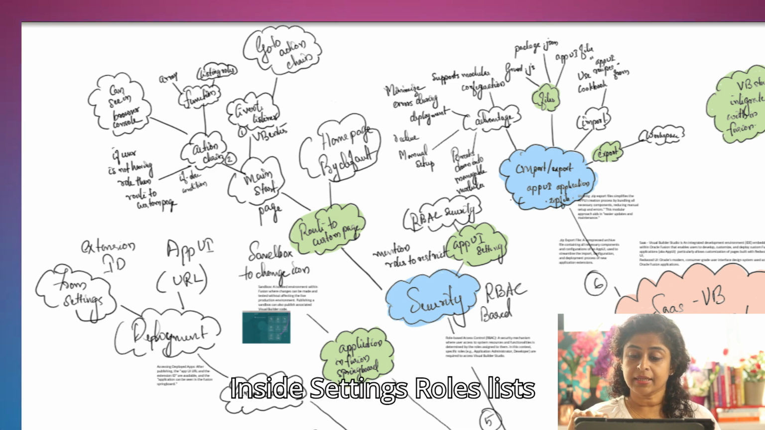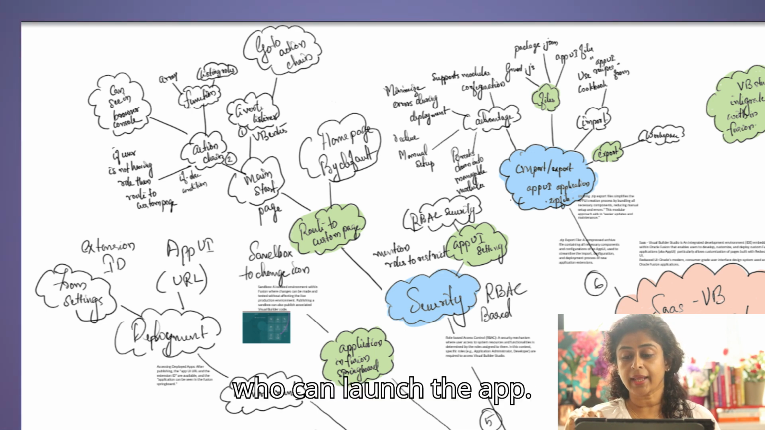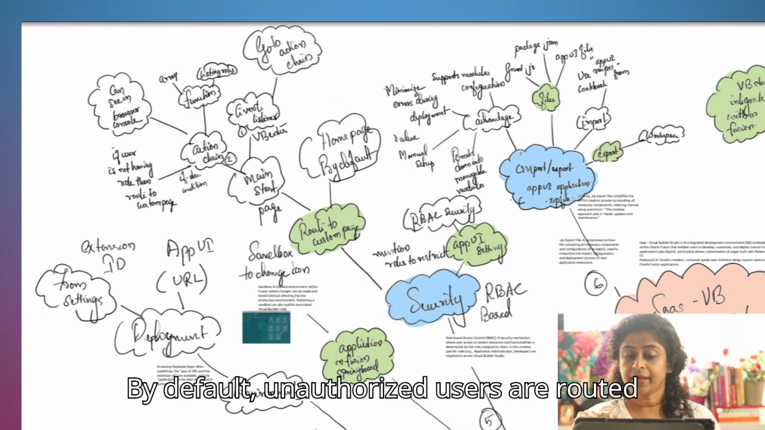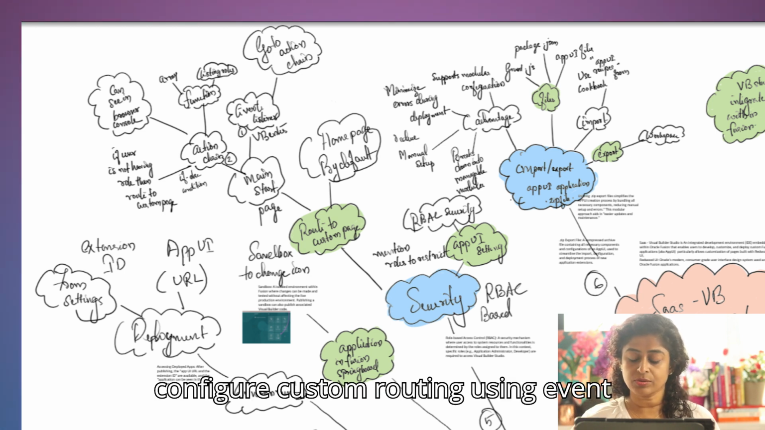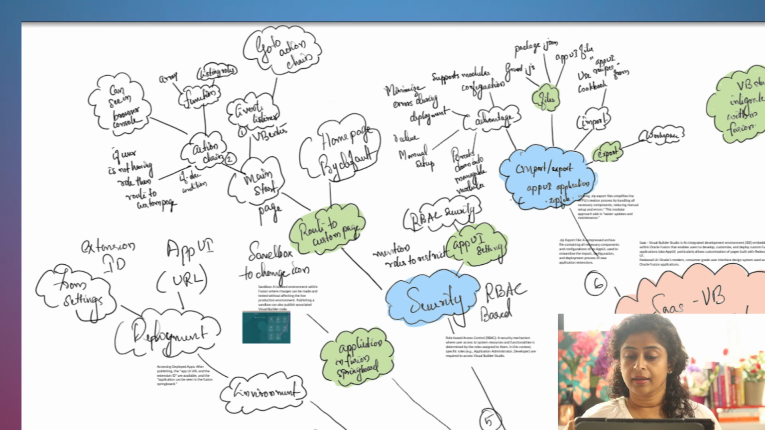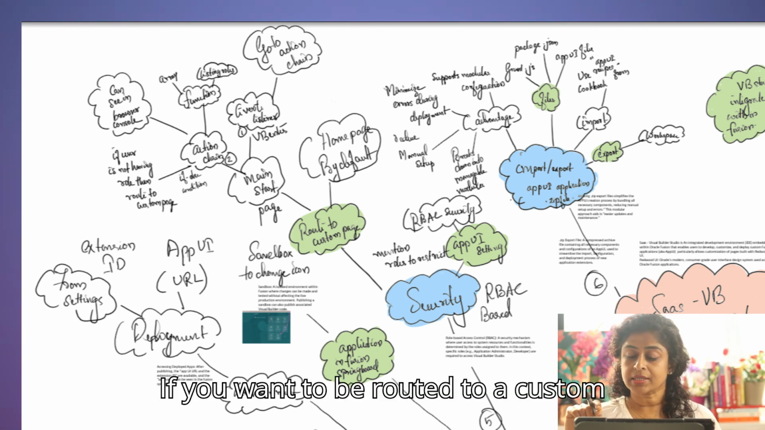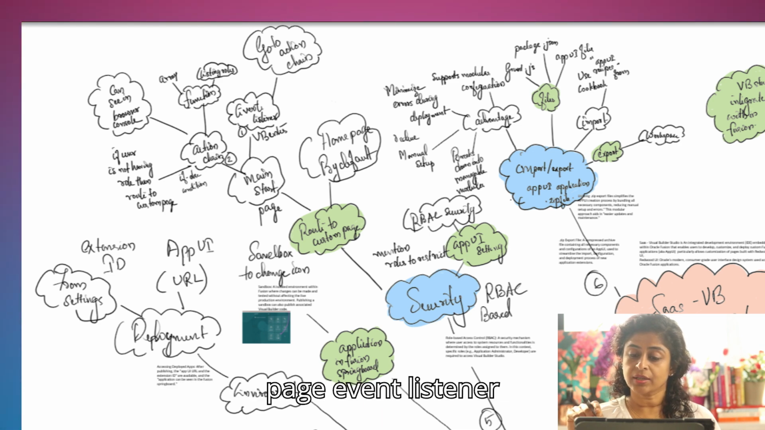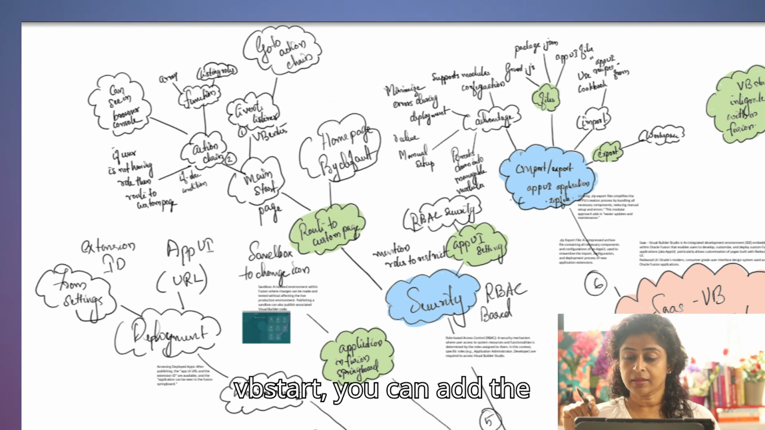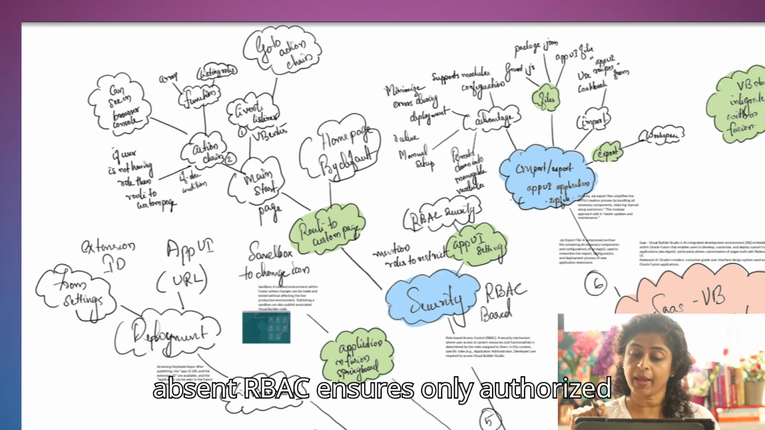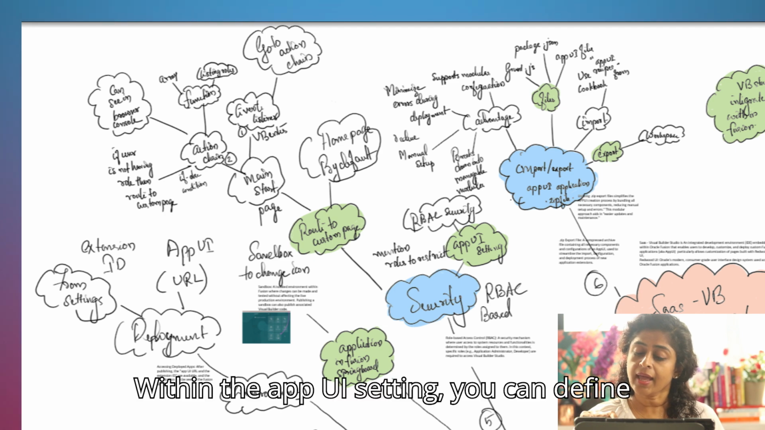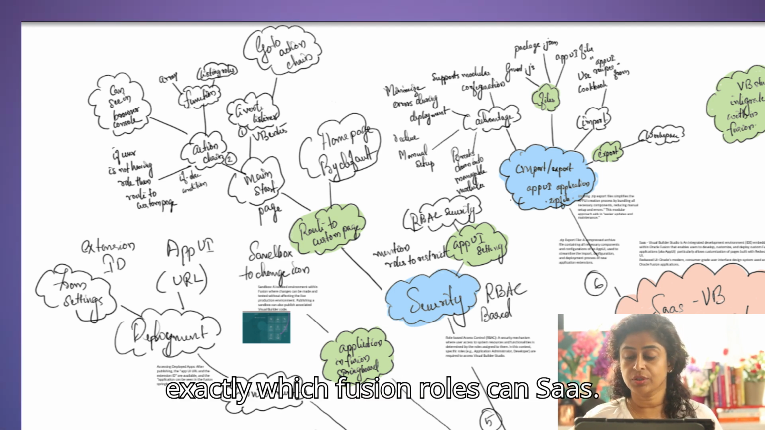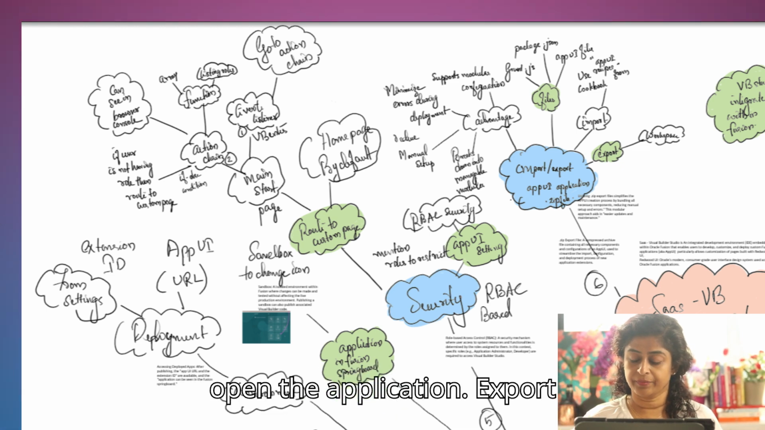Security. Inside settings, roles lists who can launch the app. By default, unauthorized users are routed back to the home page, but you can configure custom routing using event listeners and action chains. If you want to be routed to a custom access denied page, in the main start page event listener, vbEnter, you can add the JS to test the role array. If absent, RBAC ensures only authorized users access your application. Within the app UI settings, you can define exactly which Fusion roles can open the application.